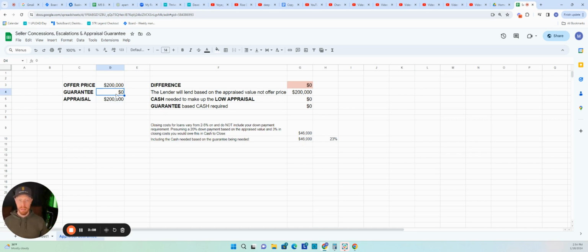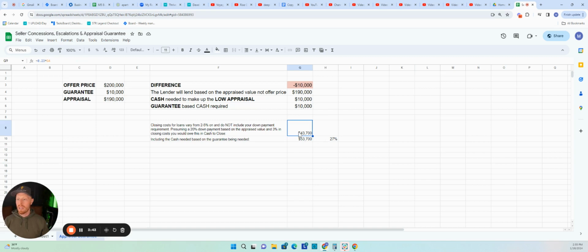What if it did come in 10,000 light? Let's say we use a $10,000 guarantee, and the offer was 200,000, but now the appraisal is coming in at 190,000. So the difference is 10,000, right? It came in under by 10,000. On one hand, this lowered what the lender expected for their down payment, but if you don't renegotiate, it also increased the expectation to cover that. So your cash needed to make up the low appraisal is 10 grand because that was the difference. If you guaranteed that 10 grand, then you still owe 10 grand of it.